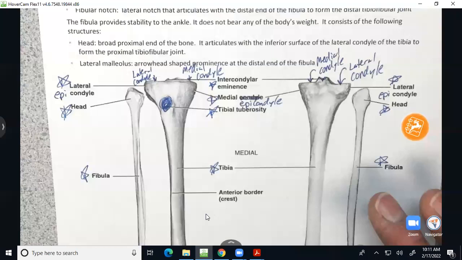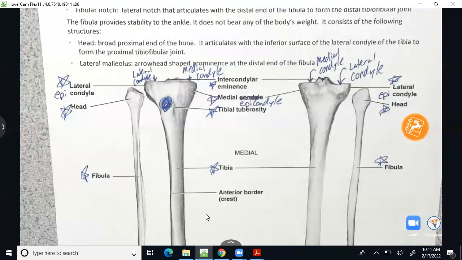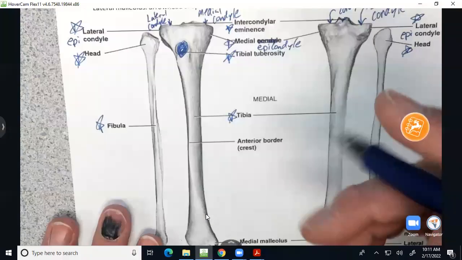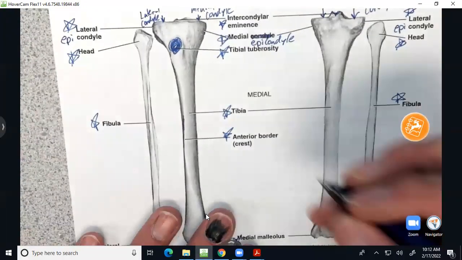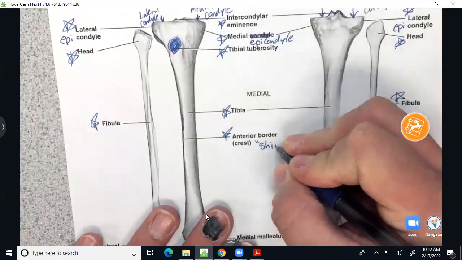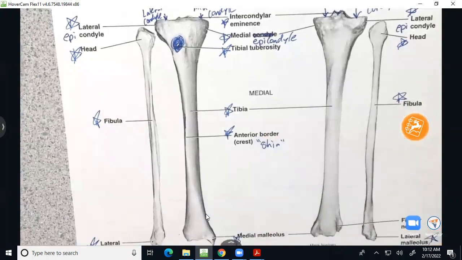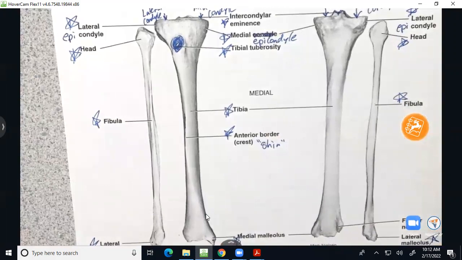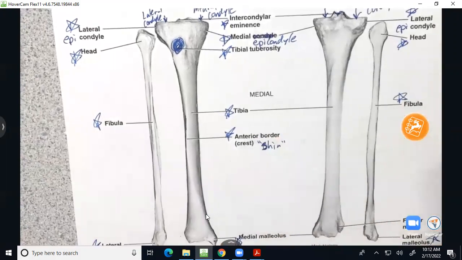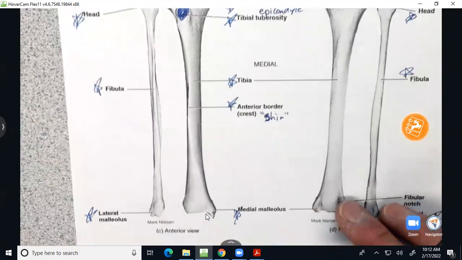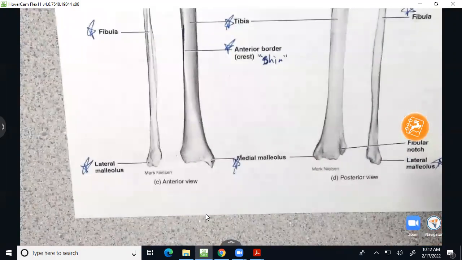Okay. You continue to run your hand down the front of your leg. About halfway down, what we commonly call our shin is a very pronounced structure. It goes by anterior border or crest. Like I said, we commonly just call this our shin. That's an S, not an 8. Sorry. Handwriting's not the best. Okay, once again, then down distally, you have the medial malleolus.